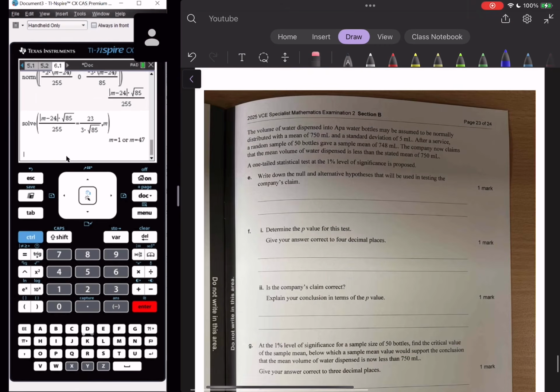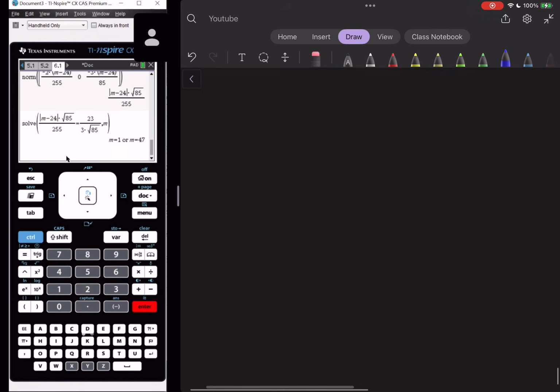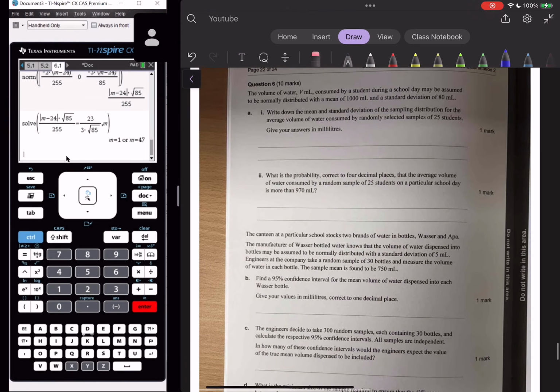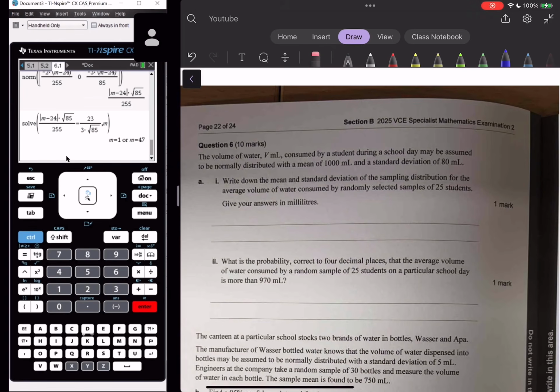Question 6, final question. We have a stats question, classic stats, or a hypothesis question. We have a volume of water consumed by students is assumed to be normally distributed. So we have n 1000, standard deviation of 80. Write down the mean and standard deviation of the sampling distribution. So mean is just going to be 1000. And sigma is going to be 80 divided by the square root of 25, which is 80 divided by 5, which is 16.